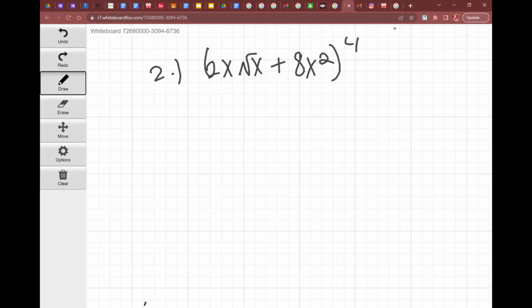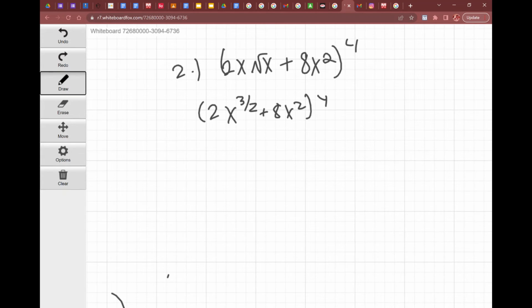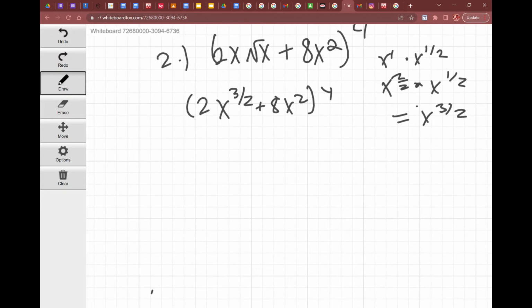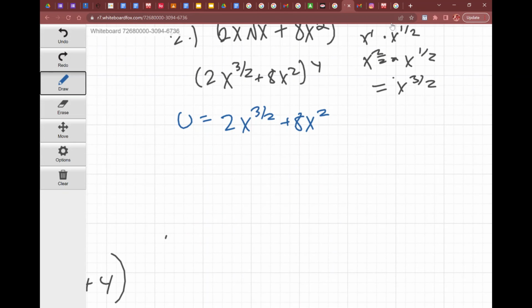So, first thing I'm going to do is rewrite this as 2x to the power of 3 over 2 plus 8x squared, because fractional exponents are always going to be easier to work with, because then you can do power rule instead of having to do product rule. And if you're wondering about that, it's x to the power of 1 times x to the power of 1/2, which is x to the power of 3 over 2. Right? And so then I'm going to write u equals 2x to the 3 over 2 plus 8x squared. It's always what's on the inside, all of the time.